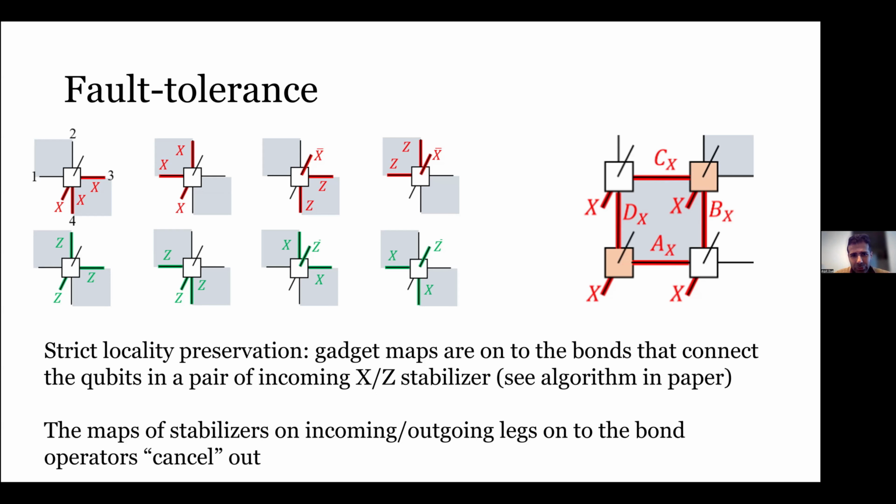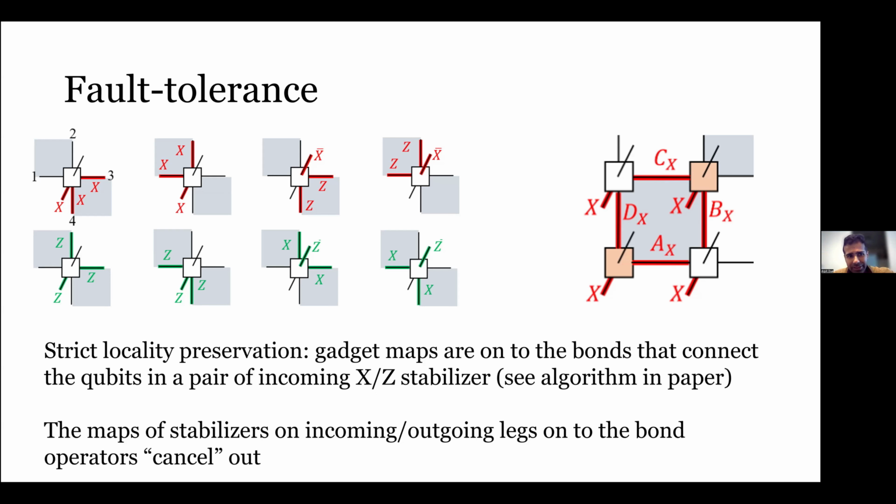So there are two concepts that we have used in constructing these gadget maps. One is strict locality preservation, which basically says that the gadget should map the incoming Pauli operators onto the bonds that are coming out of the gadget. So for example, here we are showing these gadgets where four bonds are coming out of the gadget in the plane. So the maps of these incoming Pauli operators should be onto a subset of those bonds.